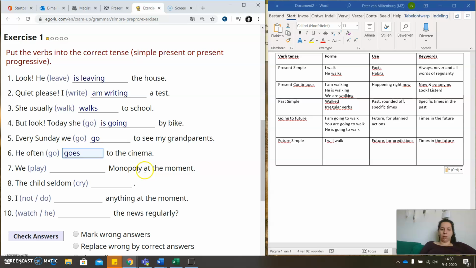Then in 7, my keyword is at the moment. At the moment is a different way of saying now, op dit moment. So yeah, now. So we're using our present continuous. Are playing.